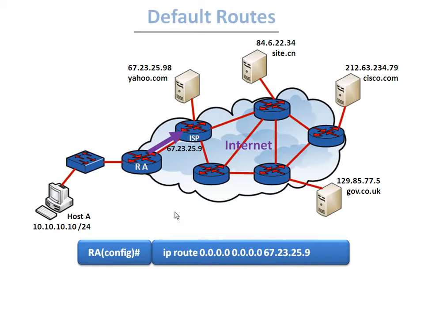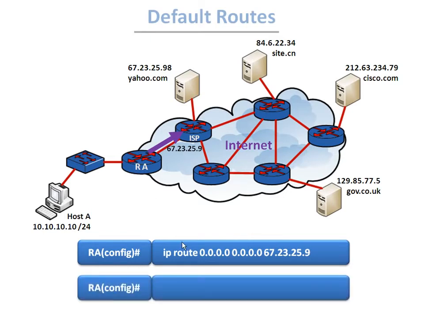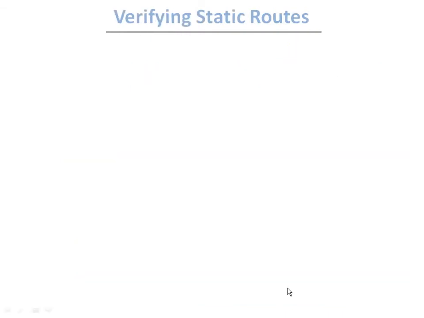Of course, if you don't know the IP address of your service provider, you can always configure a default route using the outbound interface, and it will look something like this, right? ip route 0.0.0.0 0.0.0.0 and then the outbound interface.